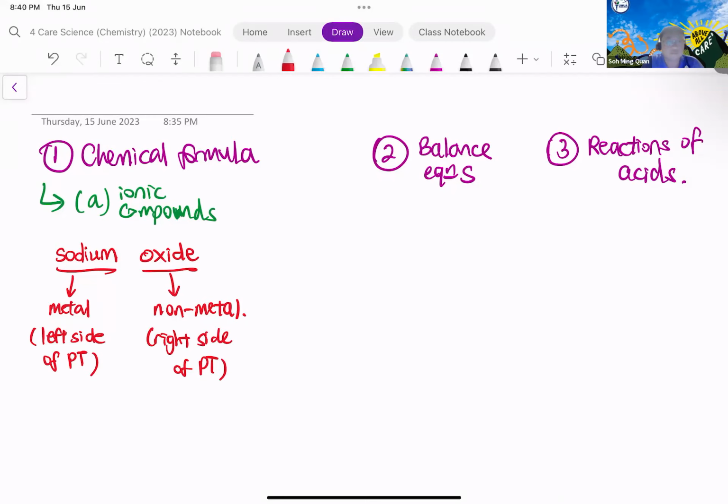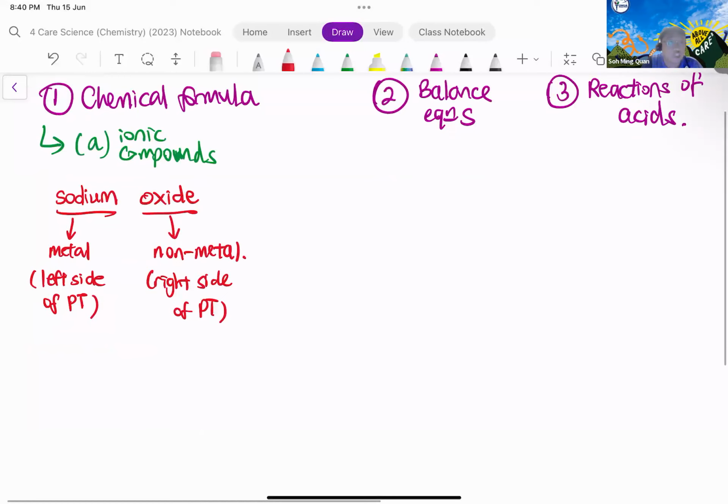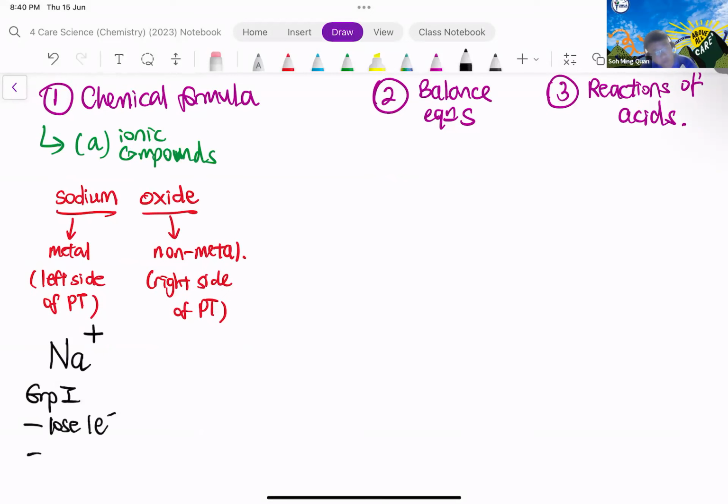Now, so this is how you tell whether something is a metal or non-metal. Clear? Now, once you know it's a metal and non-metal, the bonding is ionic. Once you know it's ionic, you absolutely must get the charges correct. How would you get the charges correct? You need to figure out, okay, sodium is group number 1. Group number 1 will lose 1 valence electron. So it will form 1 plus charge.